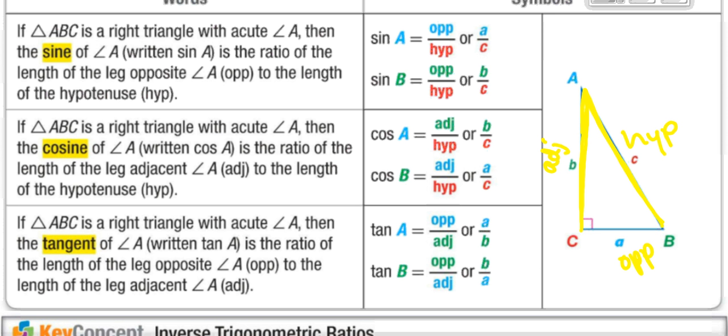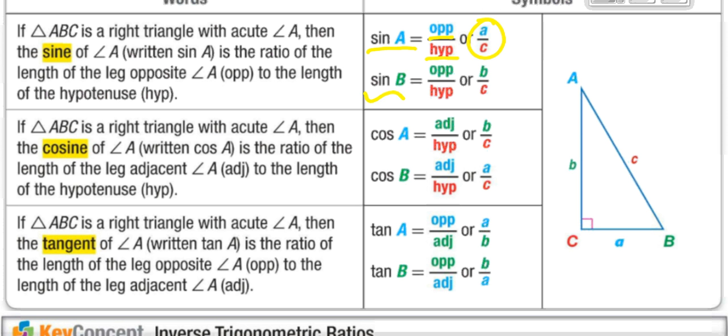So if we're looking at angle A, the opposite side is that little a. It's very common in trigonometry to name an angle with a capital letter and the side opposite it with the same letter as a lowercase letter. And so you'll see the sine of A is equal to the opposite over the hypotenuse. So the ratio is going to be A over C. So the sine of A is opposite over hypotenuse.